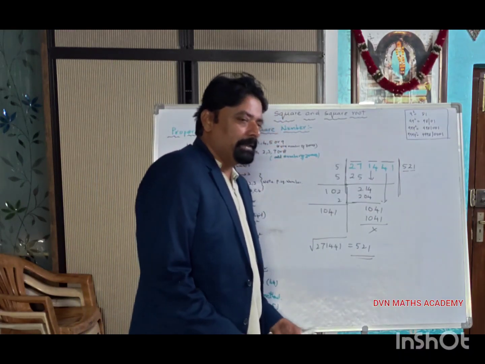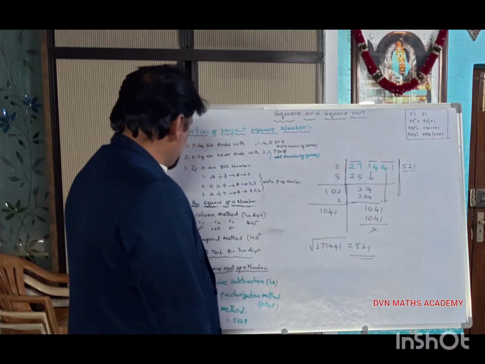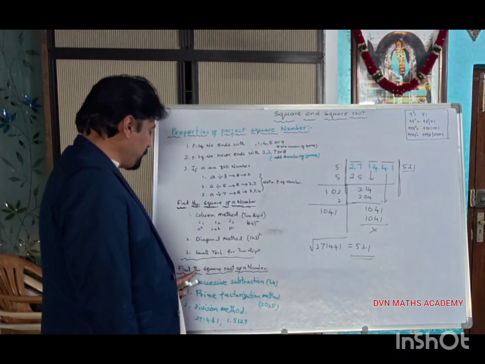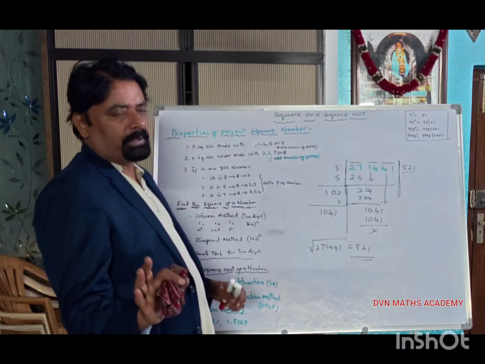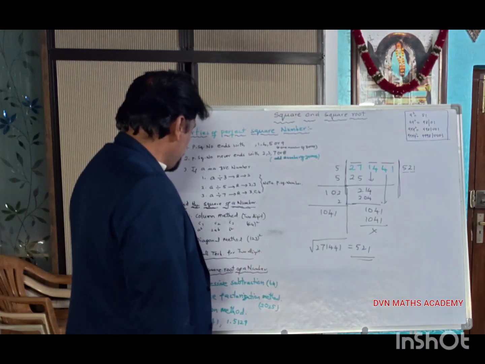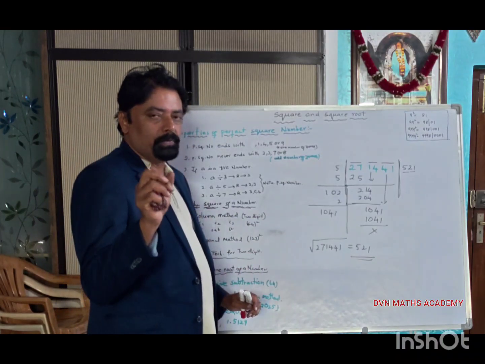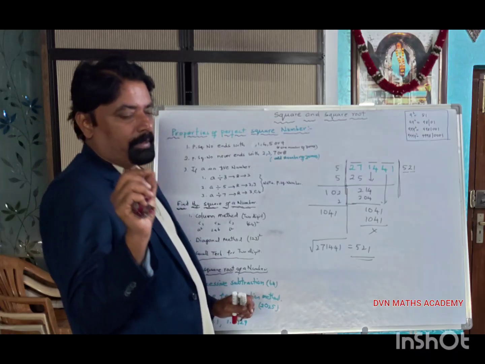So these are the methods to find the square roots. The successive subtraction will be useful for smaller numbers, and the prime factorization will be useful for bigger numbers also, but the prime factorization method will be useful for perfect square numbers only.